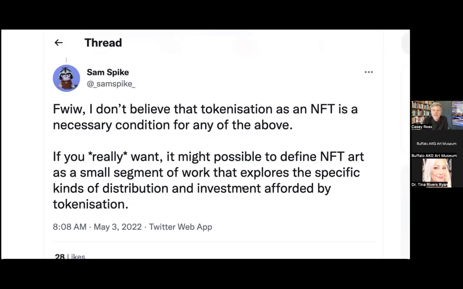Last one, for what it's worth, I don't believe that tokenization as an NFT is a necessary condition for any of the above. If you really want, it might be possible to define NFT art as a small segment of work that explores the specific kinds of distribution and investment afforded by tokenization.